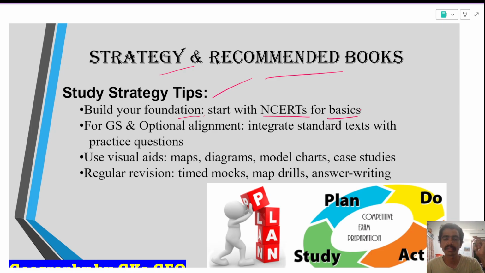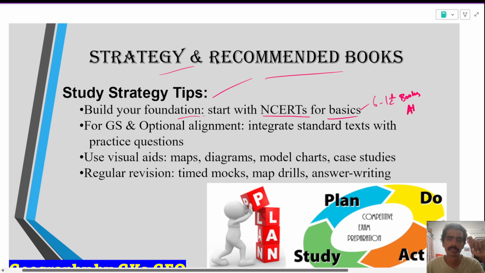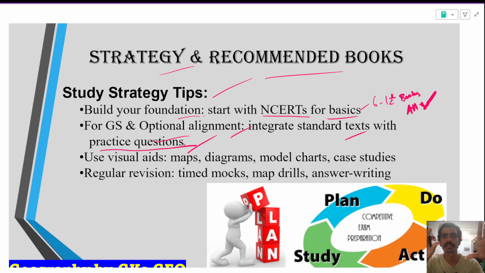For NCERT books, you can go to the NCERT website, where all the class 6 to 12 books are available, not only for geography but for all subjects. Then for GS and optional alignment, use integrated standard texts with practice questions. See, practice is most important in any competitive field. If there is no practice, you can't get a clear understanding of how the examiner will ask the questions.